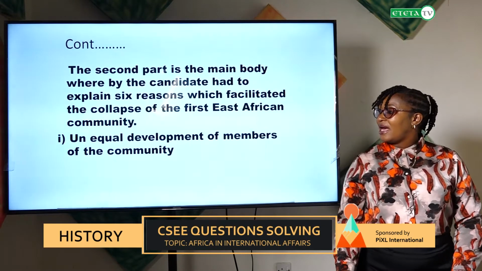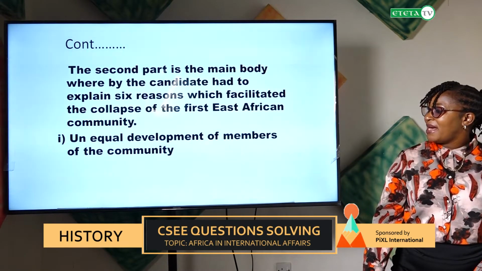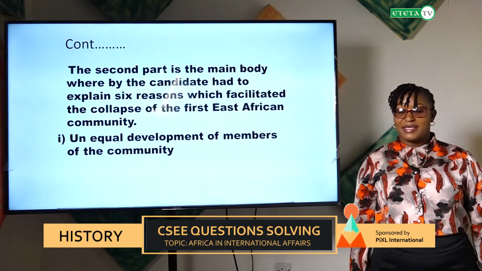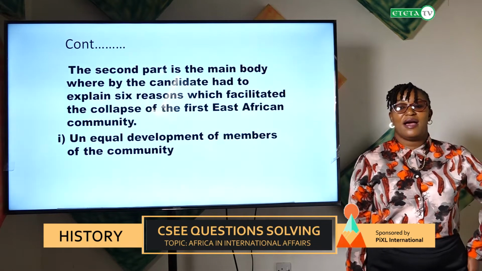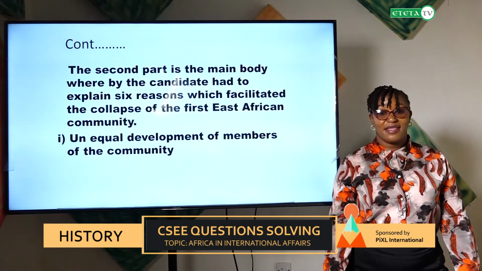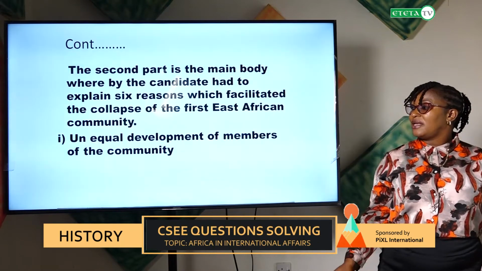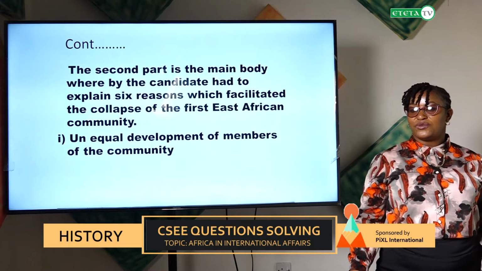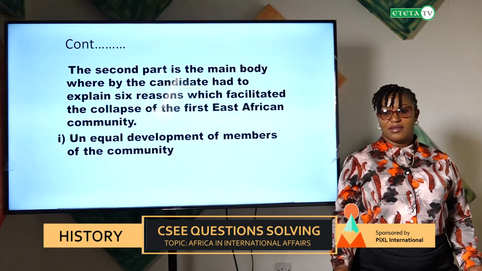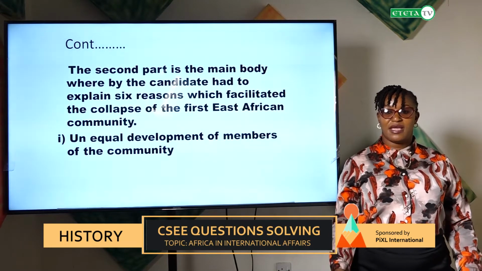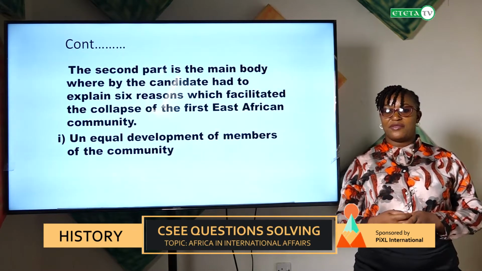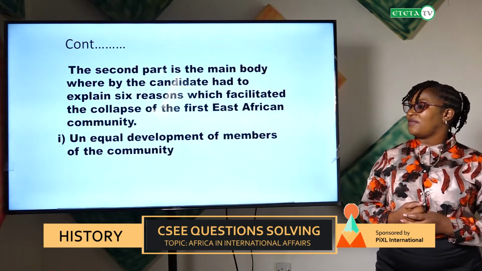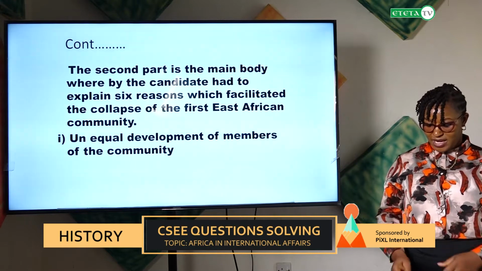Point number 1, unequal development of members of the community. You can think that we have 3 members under this community, which are Tanzania, Kenya, and Uganda. According to the nature of this point, those 3 countries were never the same in their development. They are quite different. You cannot compare the development of Tanzania, Kenya, and Uganda. So these were reasons for the community to collapse.